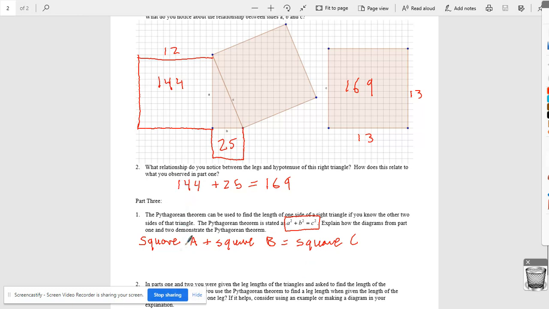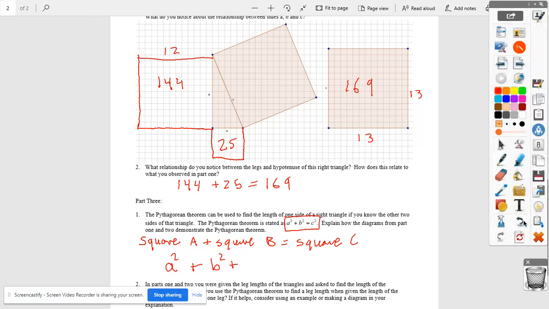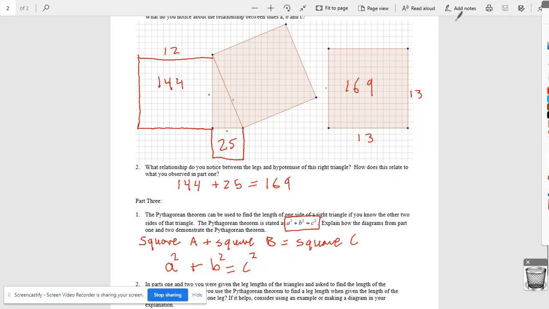Because really, if we want to find the area of a square, we're squaring that length, whatever that length is. We said in here a was 12 and b was 5, and c would be 13, or c squared. And there's our Pythagorean theorem. If we know it's a right triangle, we know the a side squared plus the b side squared is equal to the c side squared.